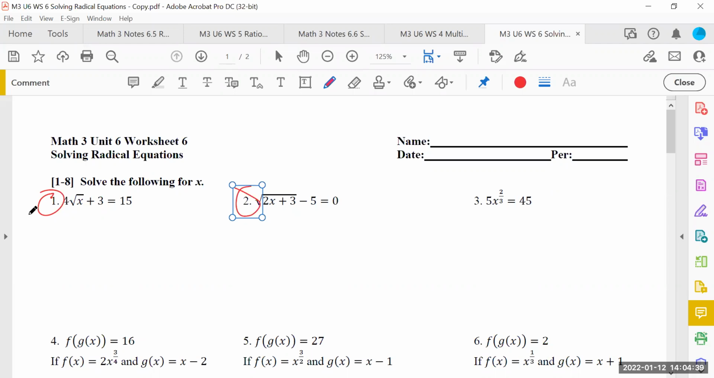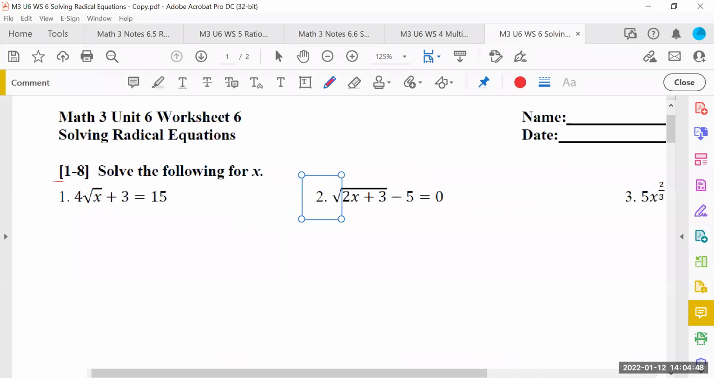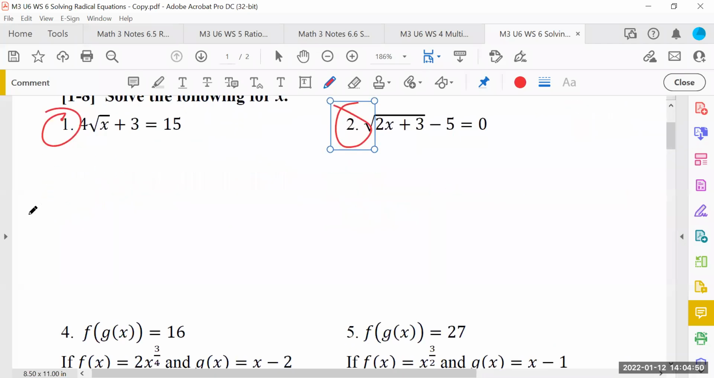All right, let's go over those. And hopefully you finished one or both of them. So for the first one, step by step, let's get our answers here. First thing, what would you do first for that one? Yeah, subtract that 3 from both sides. Or root x equals 12.